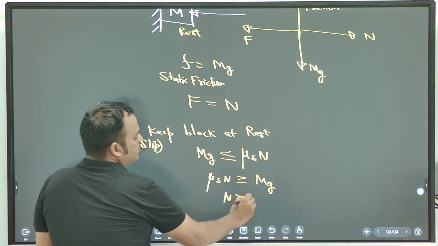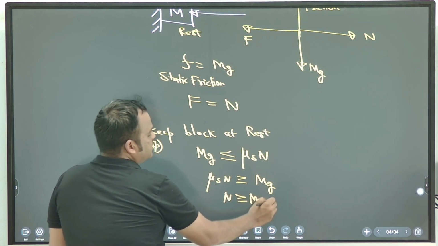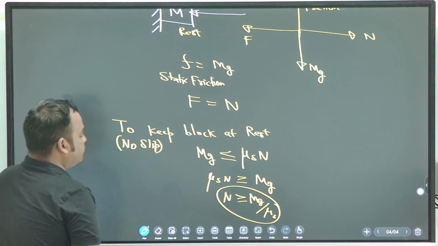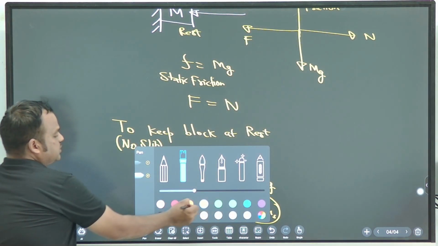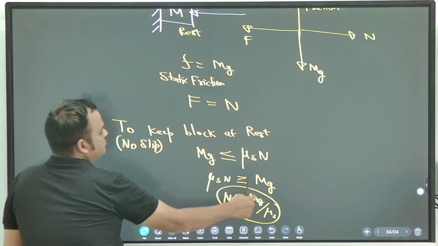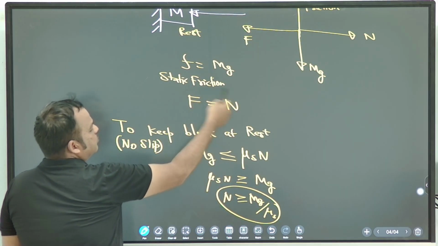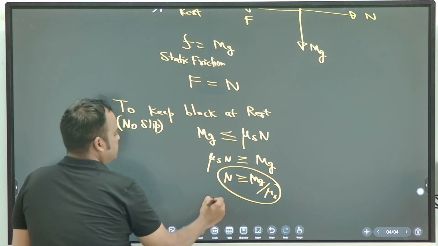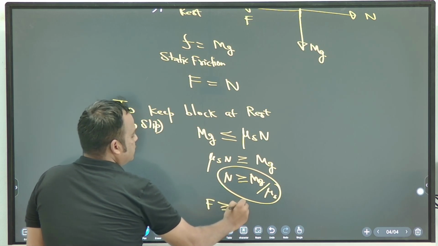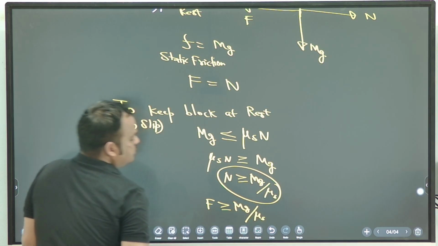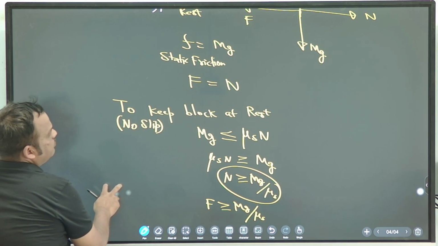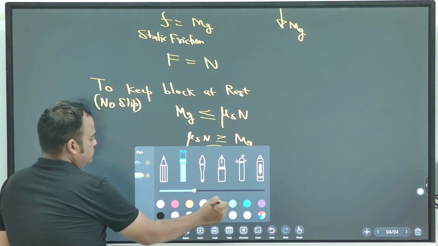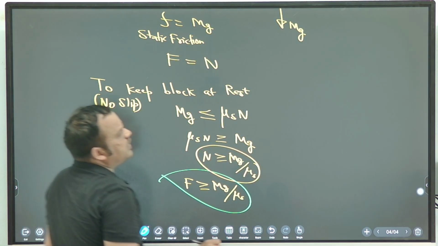So N must be greater than or equal to mg by mu s. Note down. So the minimum normal force is mg by mu s, and F and N are equal, so F must be greater than or equal to mg by mu s. Remember this formula, mg by mu s. Let's solve some questions.